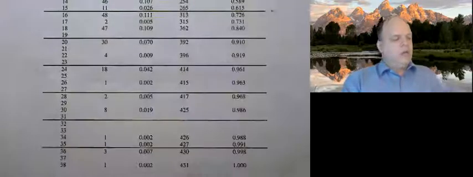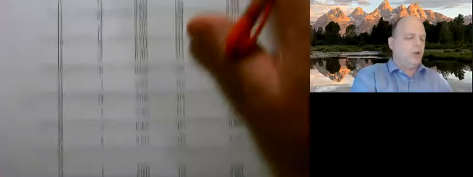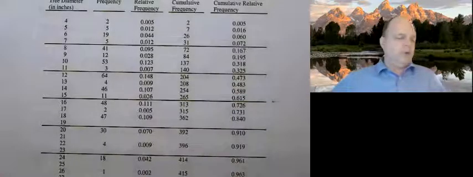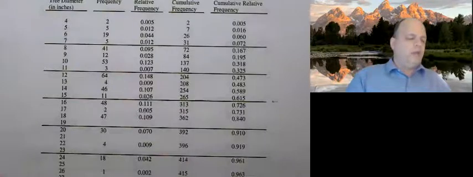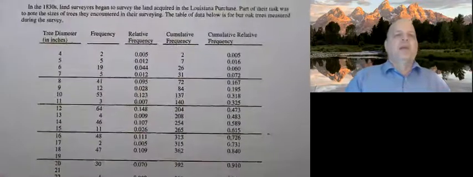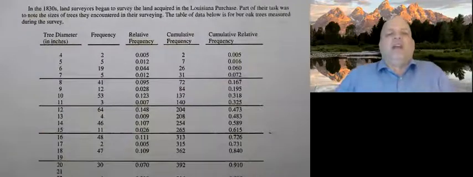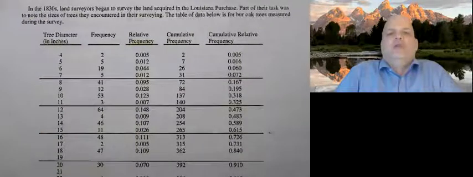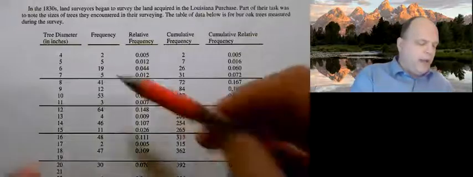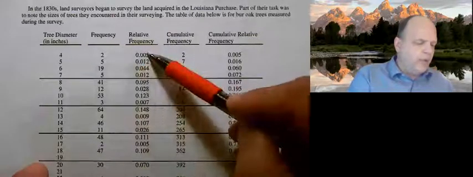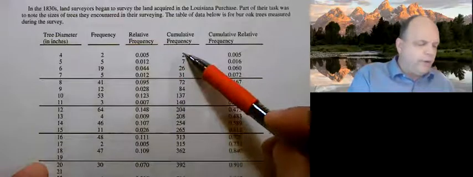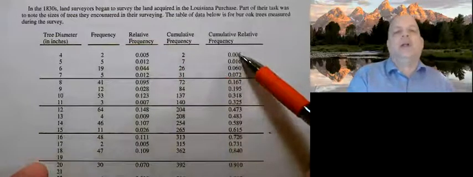Okay, numbers 18 and 19, I'm going to have a little bit of trouble on because we have the large table, so I'm going to do the best I can. In the 1830s, land surveyors began to survey the land acquired in the Louisiana Purchase. Part of their task was to note the sizes of trees they encountered. The table of data below is for bur oak trees measured during the survey. So we have a frequency, a relative frequency, a cumulative frequency, and the cumulative relative frequency.